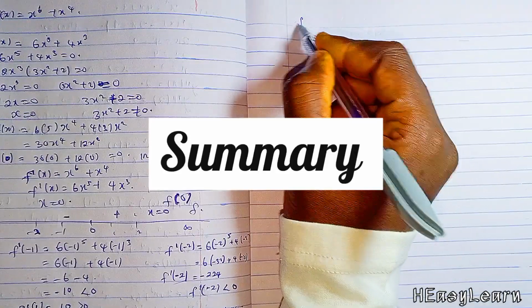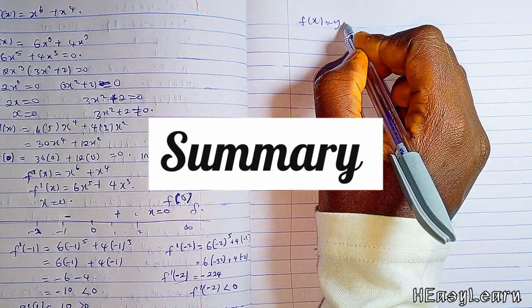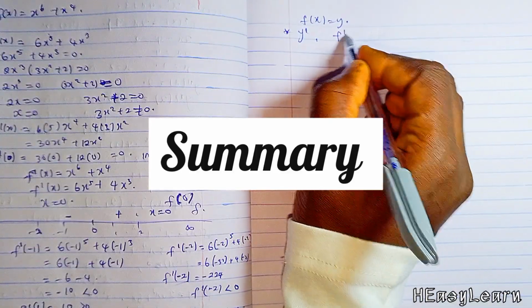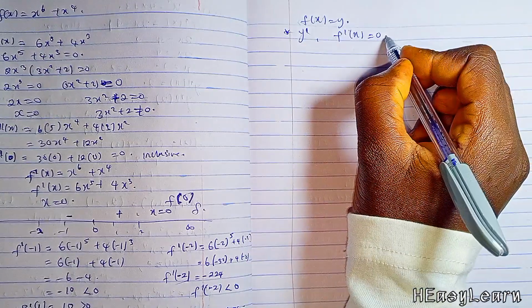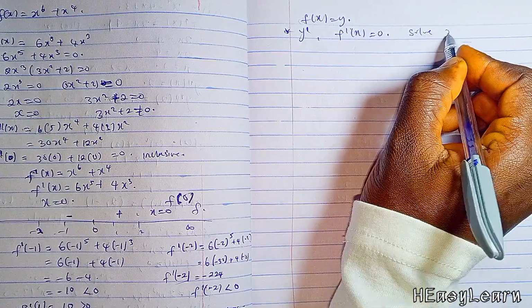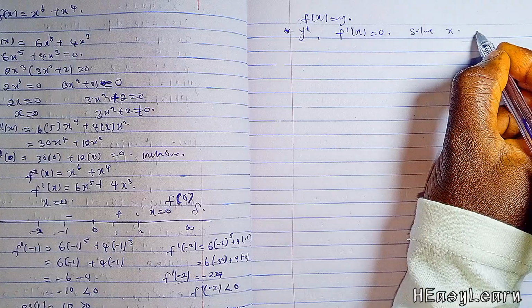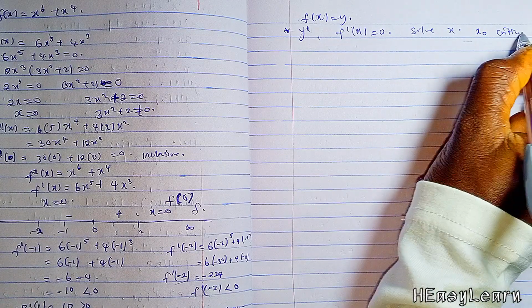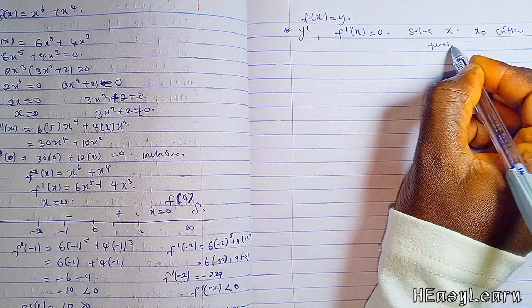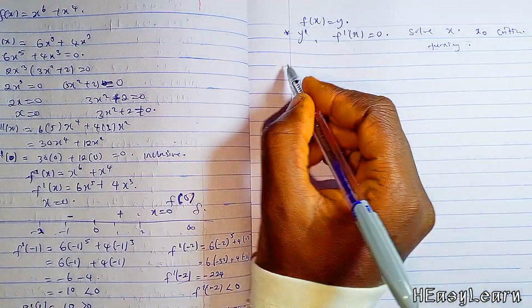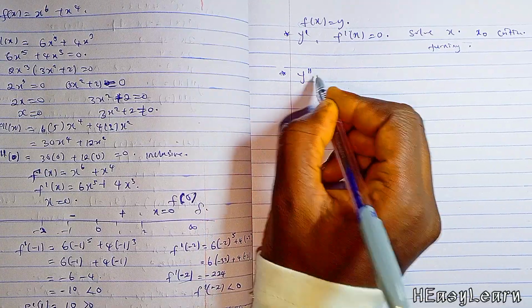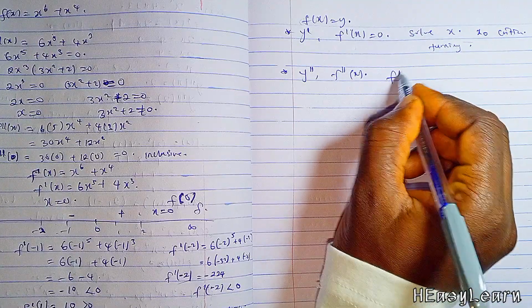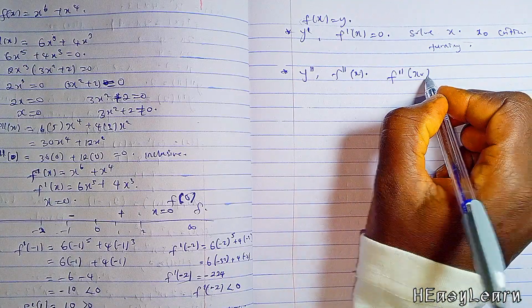So given the function f of x, which is the same thing as y, the first thing is to find the first derivative, then set the first derivative of the function equal to 0, then solve for x. At this point, name the value of x as x naught. This is called the critical point, or the turning point, of the given function. The second step is to find the second derivative of the function, f double prime of x, and evaluate the second derivative at the critical point.